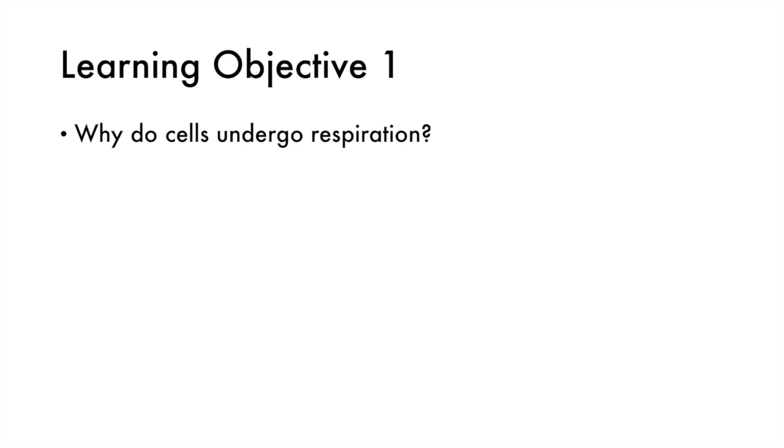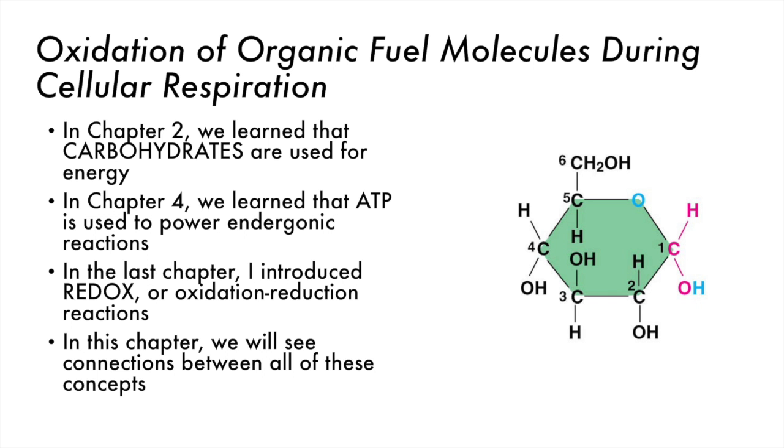So first, learning objective: why do cells undergo respiration? And this is going to tie together some things that we've been learning about up till now. All right, so in Chapter 2, I told you about carbohydrates and how carbohydrates are used to produce energy. Okay, so here's glucose over here.